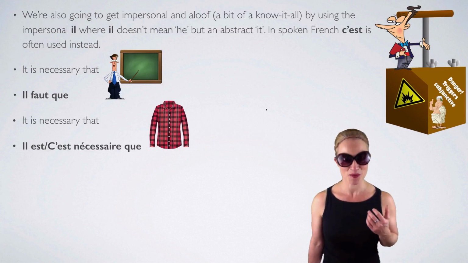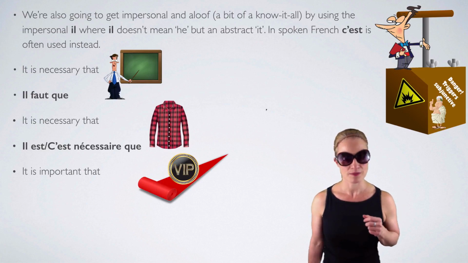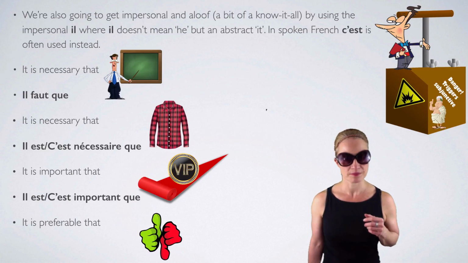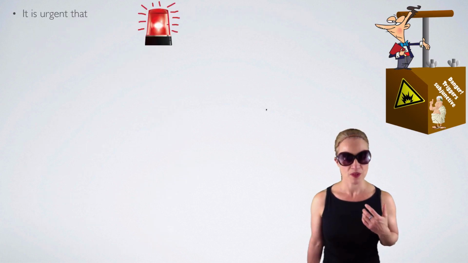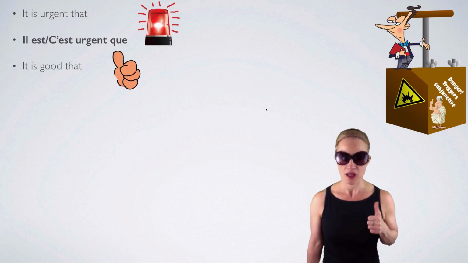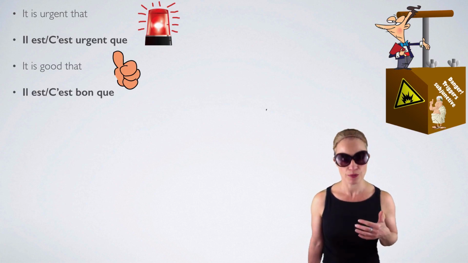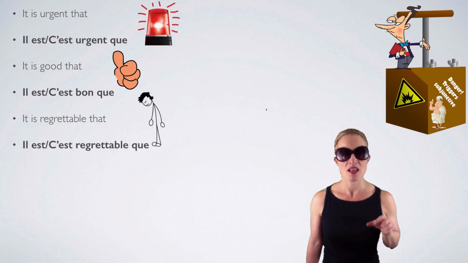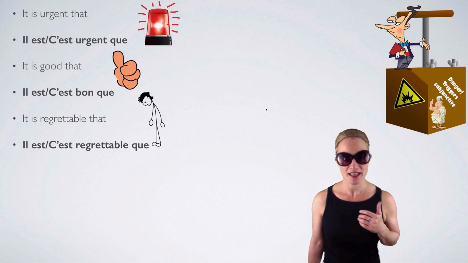Spoken French: C'est nécessaire que. It's important that. Il est important que. C'est important que. It's preferable that. Il est préférable que. C'est préférable que. It's urgent that. Same word, French accent. Il est urgent que. C'est urgent que. It's good that. Il est bon que. C'est bon que. It's regrettable that. Okay, ABLE words tend to be the same. Il est regrettable que. C'est regrettable que.